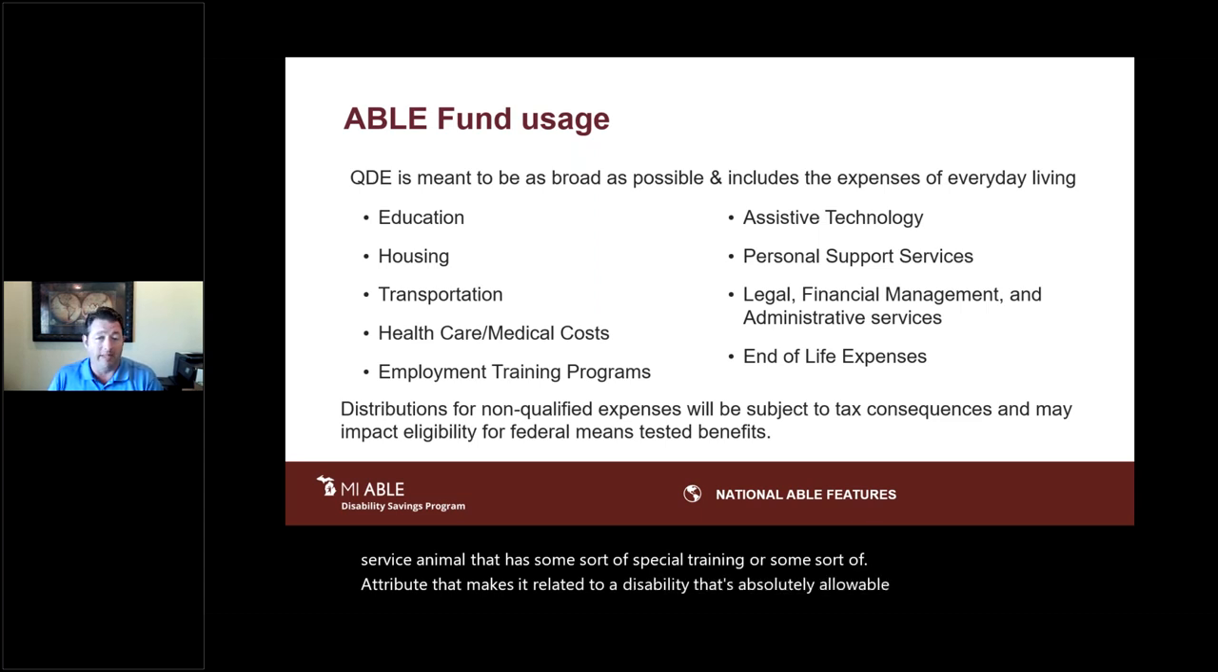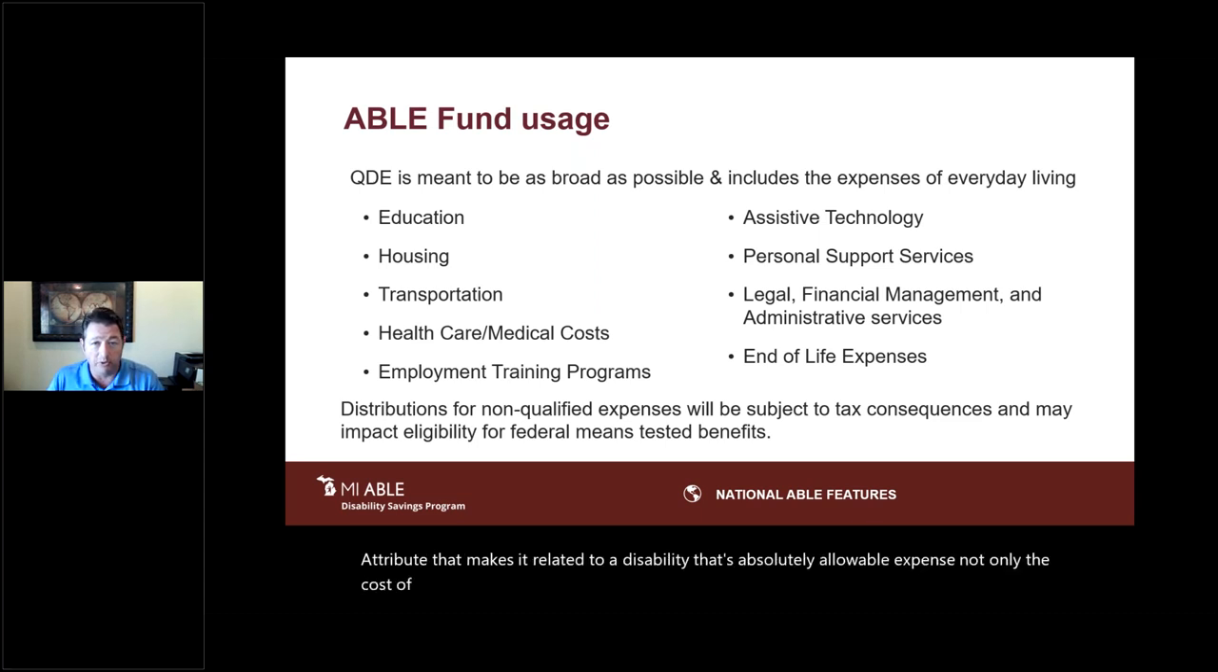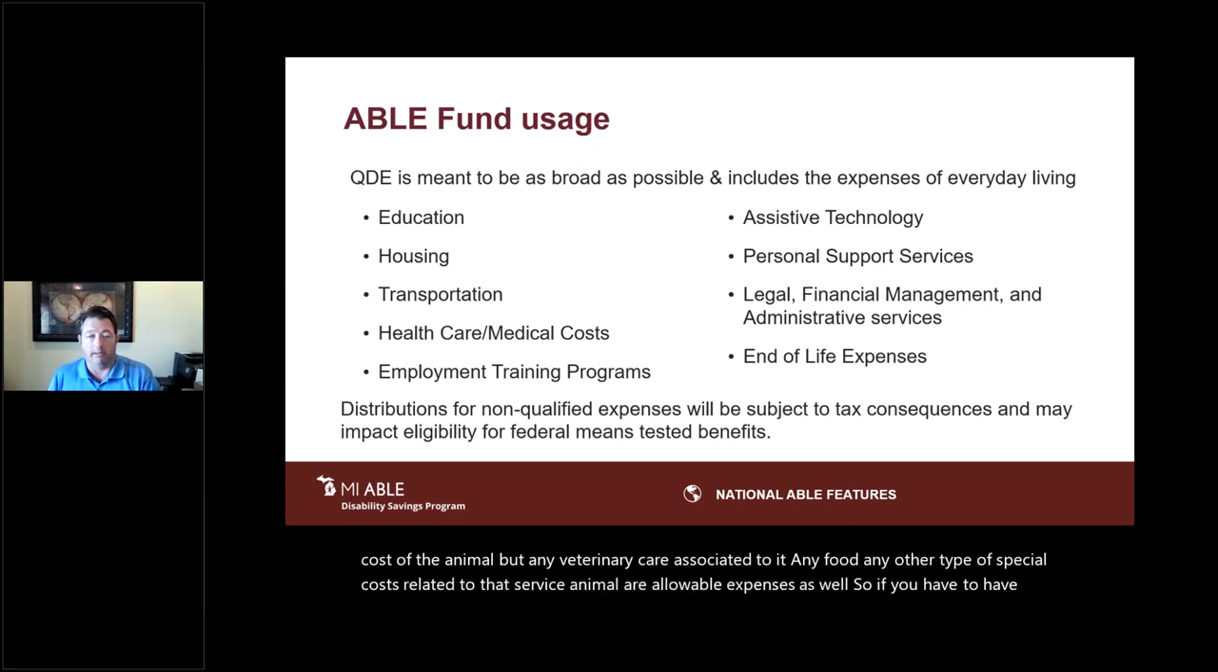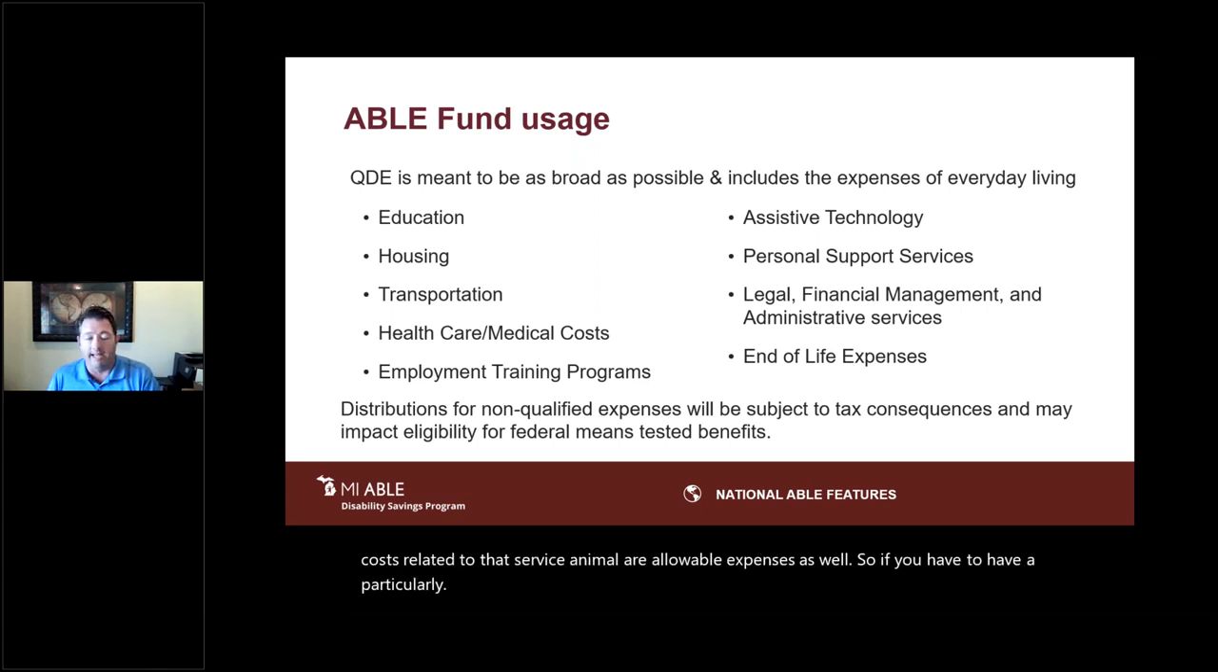Not only the cost of the animal, but any veterinary care associated to it, any food, any other type of special costs related to that service animal are allowable expenses as well. So if you have to have a particularly special leash or anything like that, those are allowable expenses as well. Absolutely.